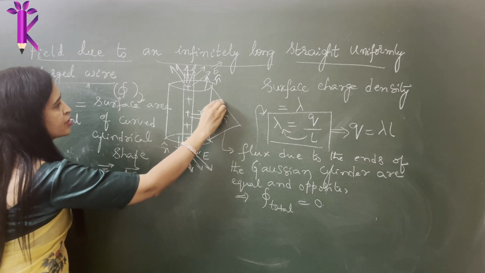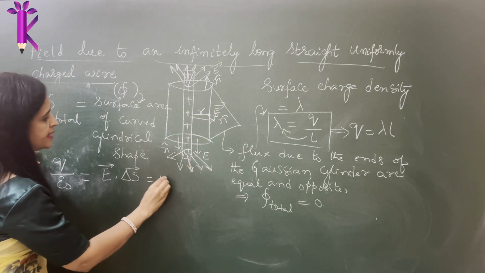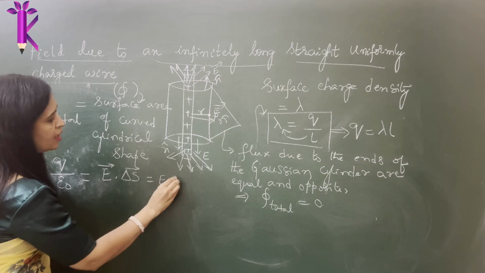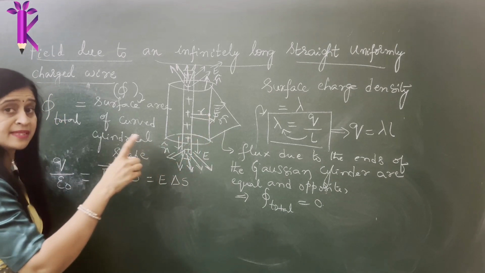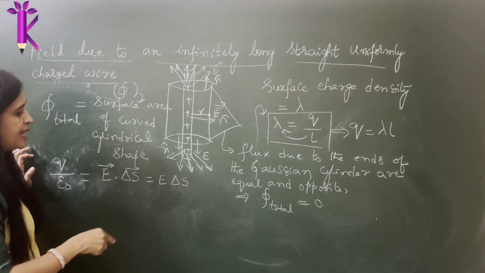The electric field direction is also the same. So it is basically E delta S cos theta, where cos theta is cos 0 because the angle between them is 0. They both point in the same direction.